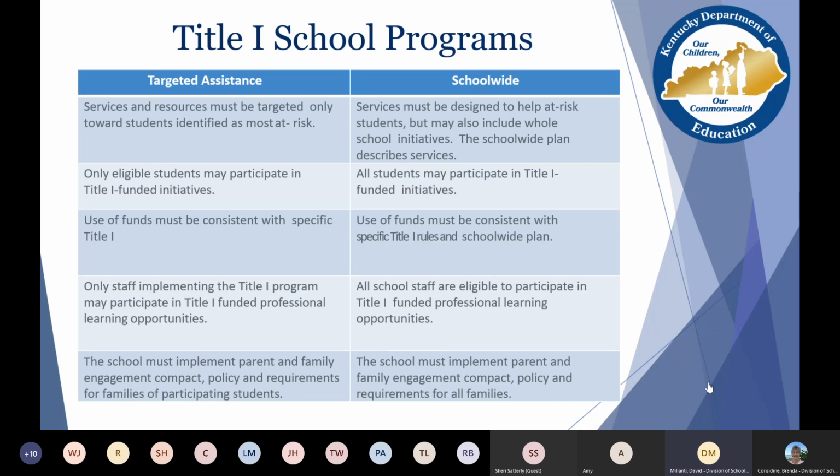So here's one of the biggest differences, or what determines whether you have a targeted assistance school or a school-wide program. A school-wide program is a school that is 40% or higher poverty. Generally, your targeted assistance schools are between 35% poverty and 39.9% poverty. So if you have one of those targeted assistance schools, you could consider serving it as a school-wide program, which is allowable under statutory waiver.